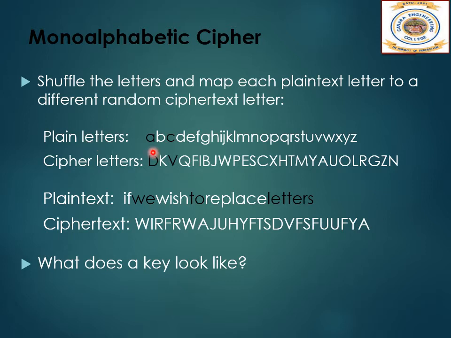So see example here, A, B, C, D, E, F. I'll assign A to D and say assign C to B. So any way we can assign. This is one way. And here, see plain text, if we wish to replace letters, here I is assigned F, W is assigned R. Similarly, in this way, any possible combinations can be used. So key size is 26 factorial permutations. So that is really a huge key size.